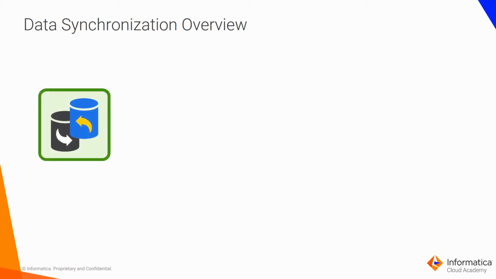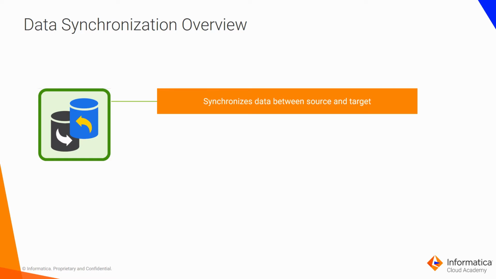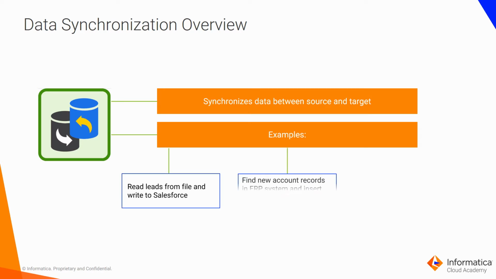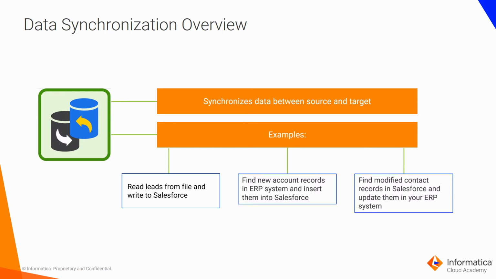The data synchronization application allows you to synchronize data between a source and a target. Some example business scenarios of where you might use the data synchronization application would be reading leads from a file and writing them into Salesforce, finding new account records in your ERP system and inserting those into Salesforce, or finding modified contact records in Salesforce and updating them in your ERP system. So as I mentioned before, the data synchronization service is a primary application you will use for your data integration tasks.